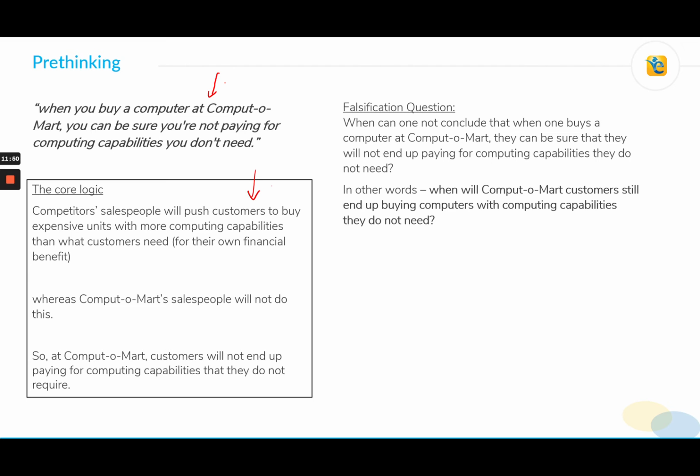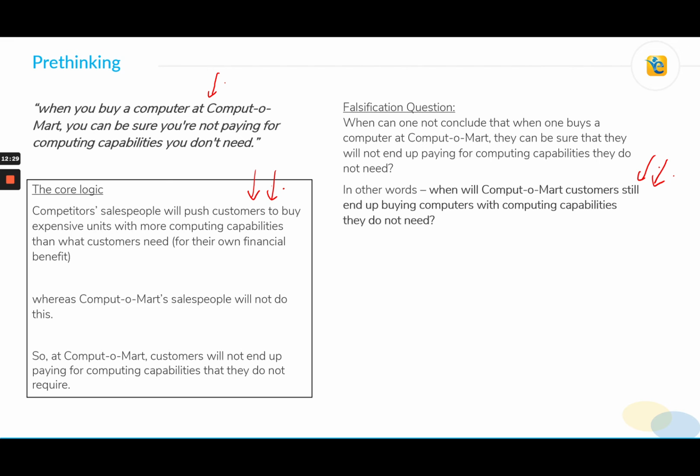The simple question that you need to ask here is this: when will Comput-o-mart customers still end up buying computers which have computing capabilities in excess of what I need, even though the salespeople's behavior is this way? Even though salespeople at Comput-o-mart are not going to be pushing or trying to convince me to buy expensive items or even items with higher computing capabilities, when will I as a customer still end up buying something which has a computing capability which I do not need? This is the only question that you need to find the answer to. Any answer to this is an effective weakener.